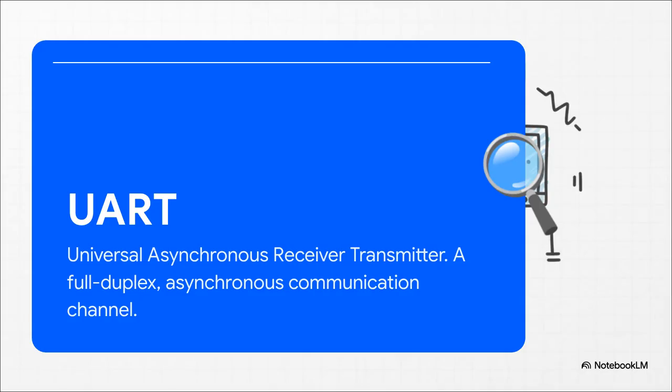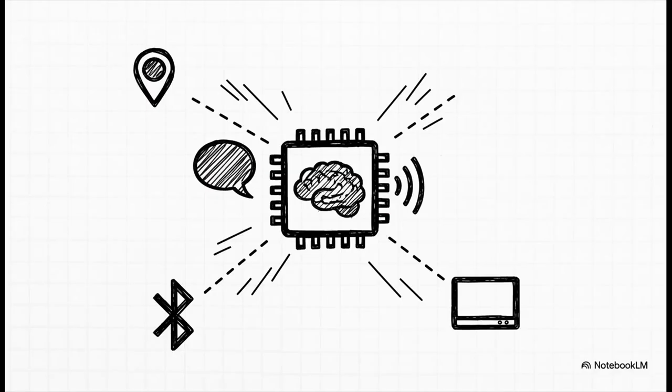Okay, so first things first, what in the world is a UART? The acronym stands for Universal Asynchronous Receiver Transmitter. It's basically a special piece of hardware inside your chip whose entire job is to send and receive data one single bit at a time. The two magic words here are full duplex, which just means it can talk and listen at the exact same time, and asynchronous, which is a fancy way of saying there's no shared heartbeat, no clock signal between the two devices. I've always liked to think of the UART as the mouth and ears of your microcontroller.